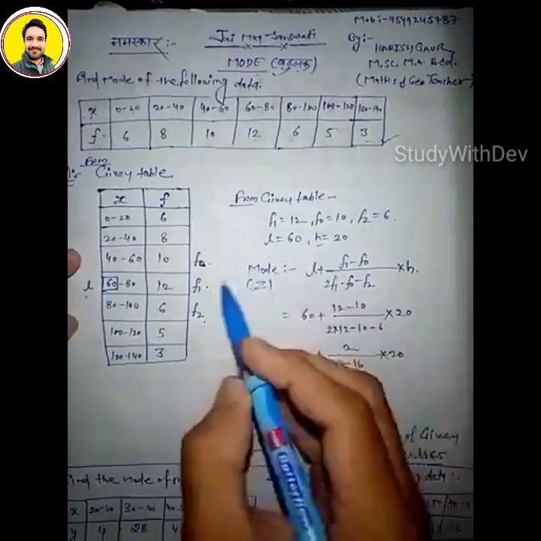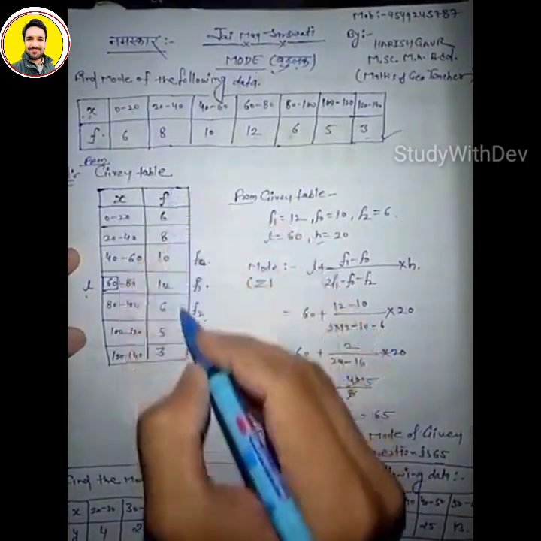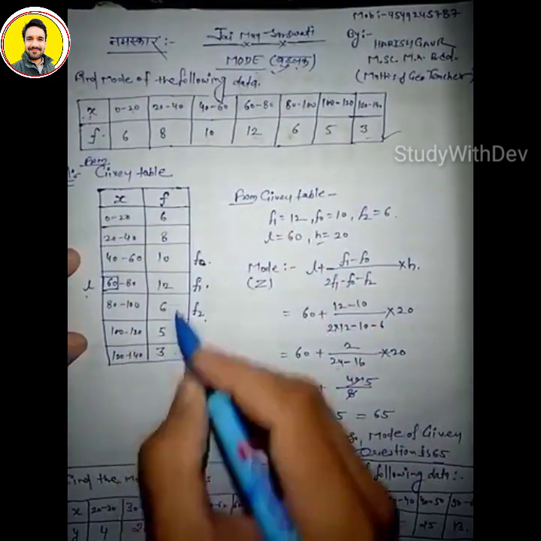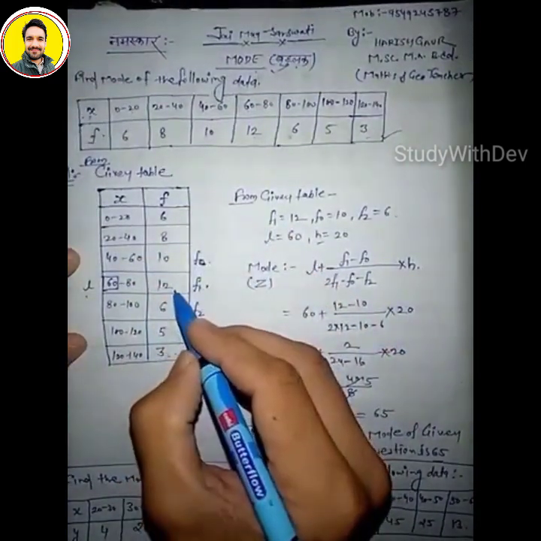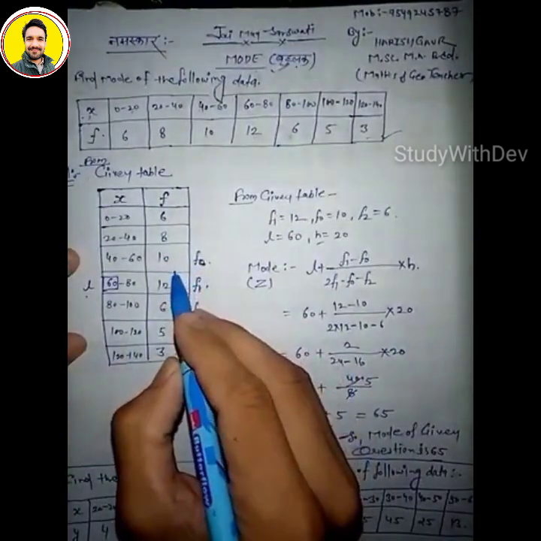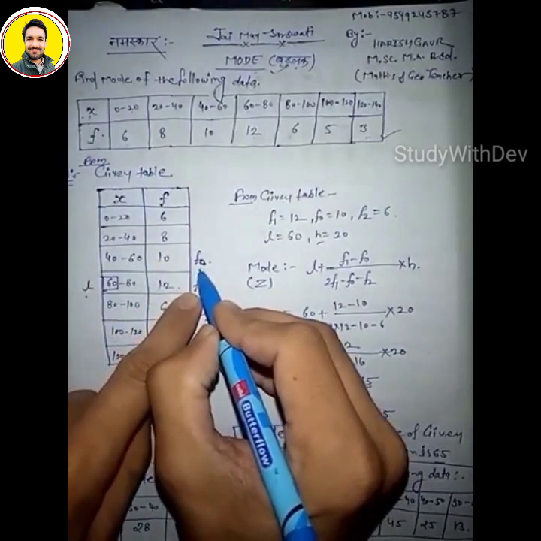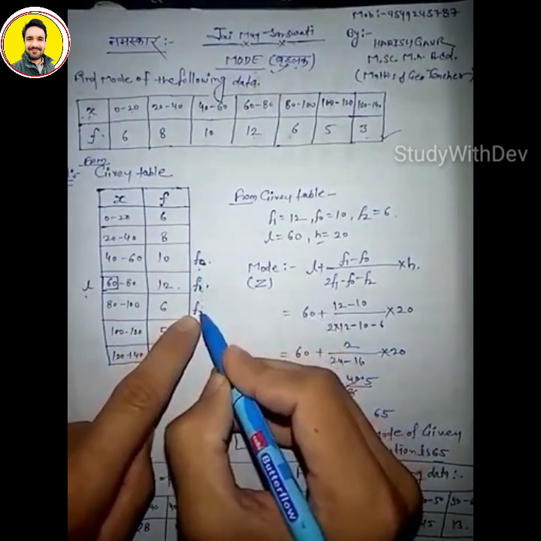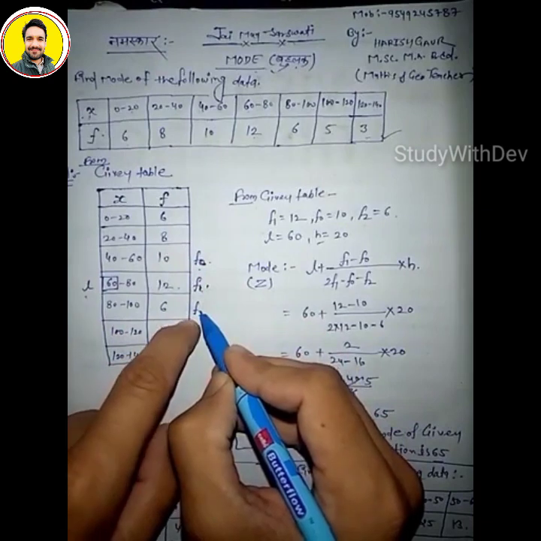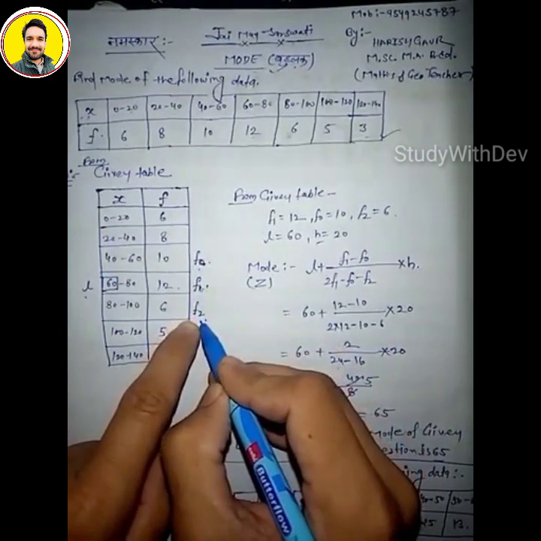So firstly, what is F1? F1 means highest frequency in the given table. According to your question, the highest frequency is 12. So here is F1, and before F1 is F0, and after F1 is F2. These are your 3 things, F1, F0 and F2.